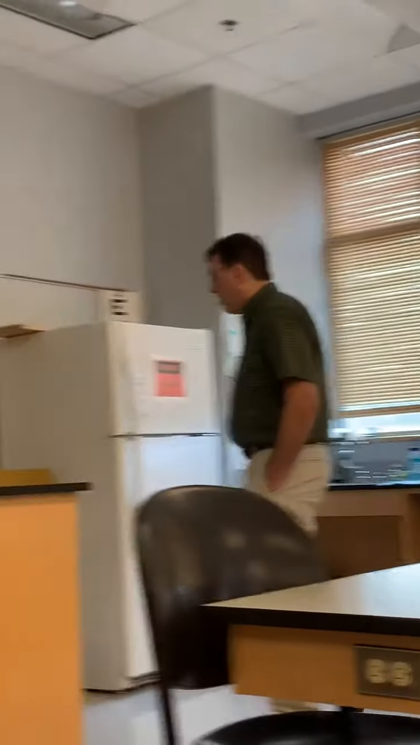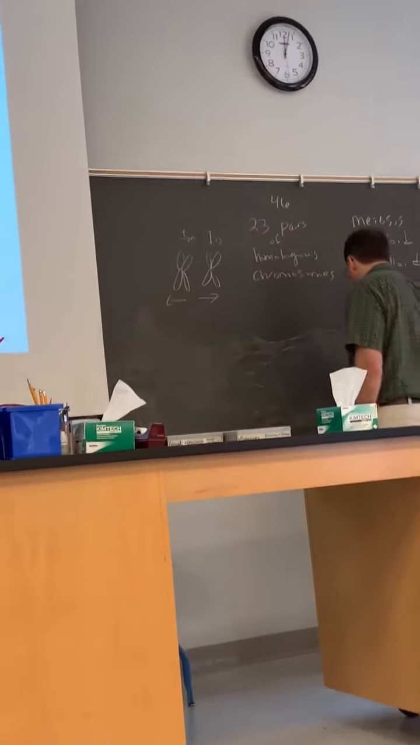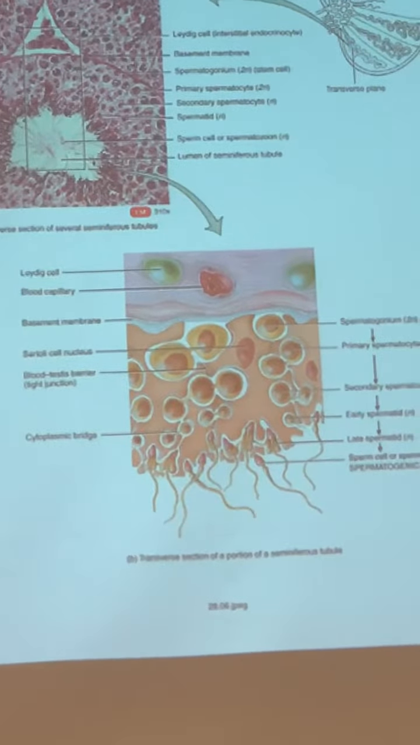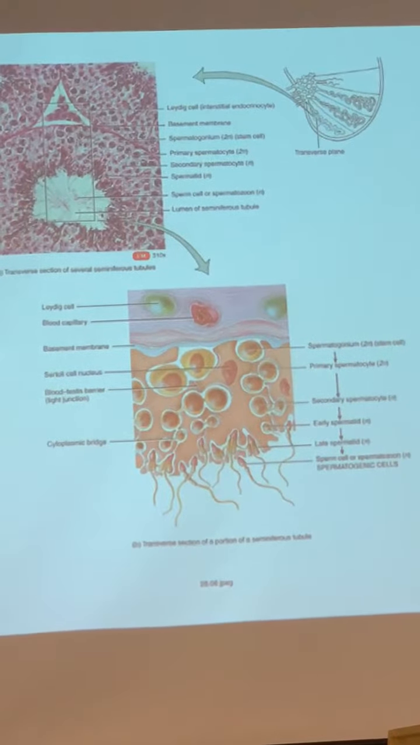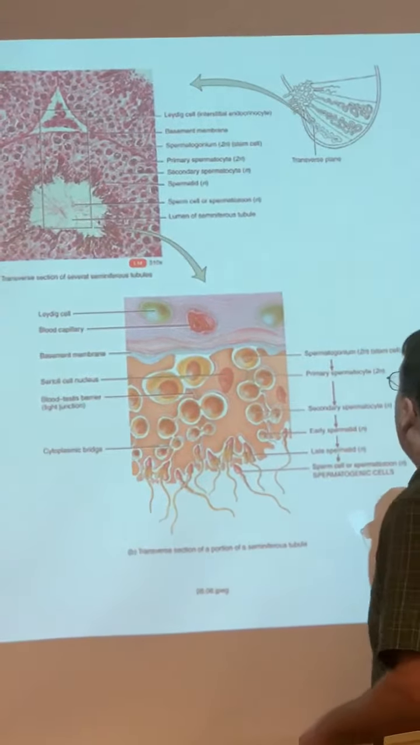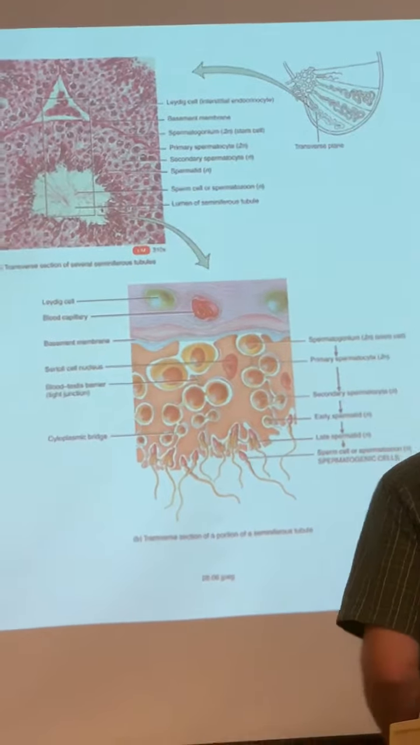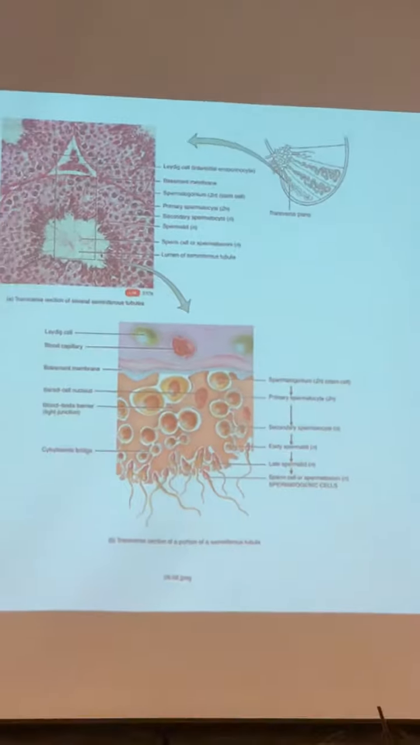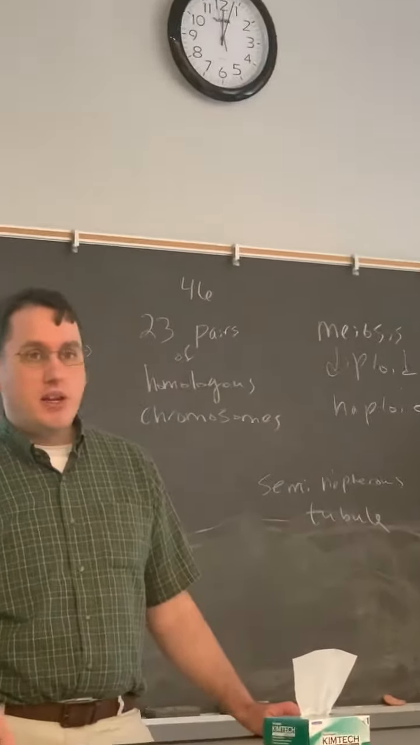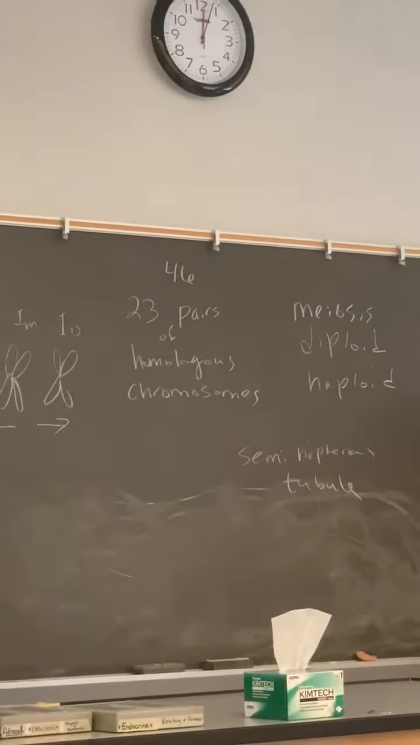In the male, this is called the seminiferous tubule. These are tubes. There are a great many of them in the testes, and in the wall of these tubes, we produce the gametes.